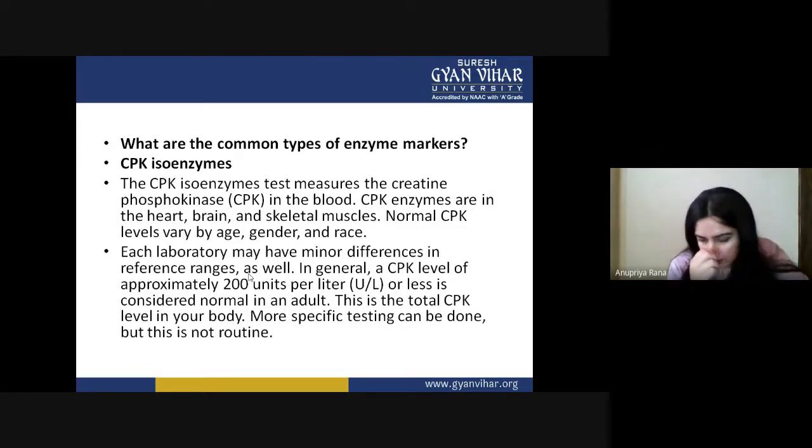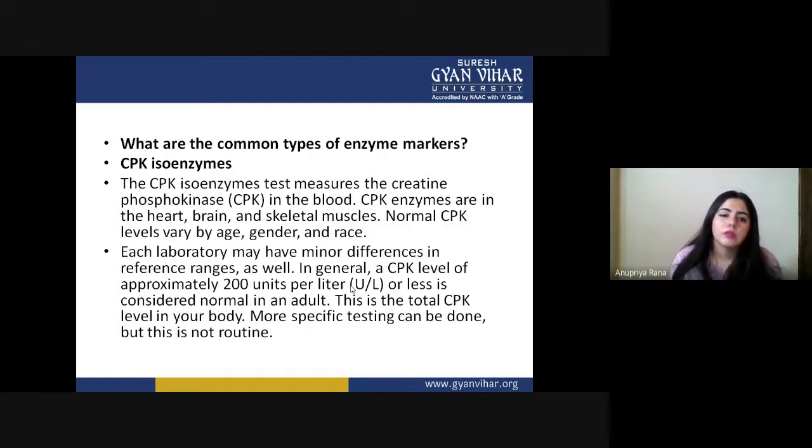The concentration, or the amount of this CPK, also varies with age, gender, or race. Female or male, they have different levels. Children have different, adults have different, and old ones have different, and races can vary. Each laboratory may have minor differences in reference ranges as well. In general, a CPK level is approximately 200 units per liter. Some can tell us 180, or some 220, but the variation cannot be more than that.